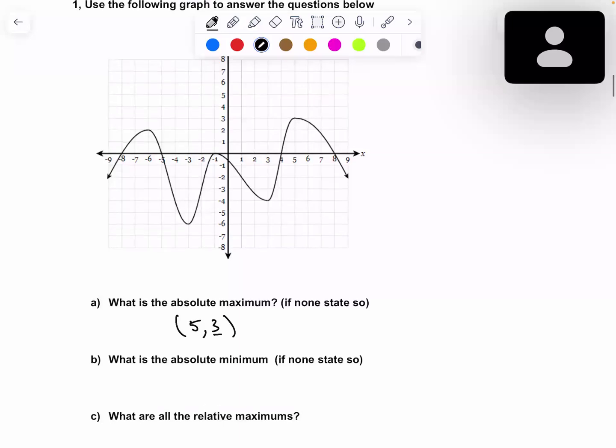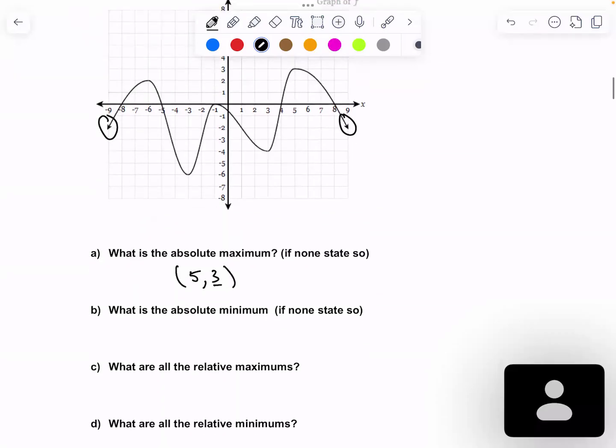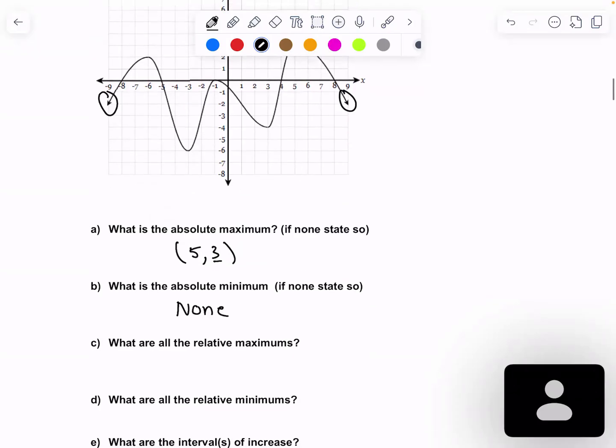Now, absolute minimum, you might want to set this as the absolute minimum, but if you notice, this graph has arrows that go down forever. So that's actually not the smallest value. This one will have none, because if it goes down forever, that means it doesn't have a lowest point.